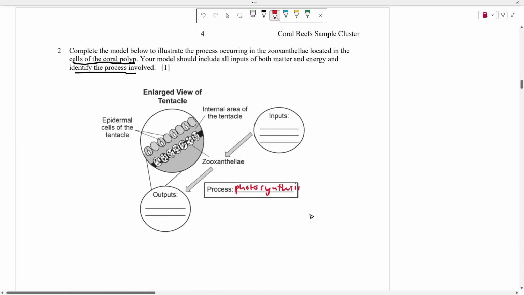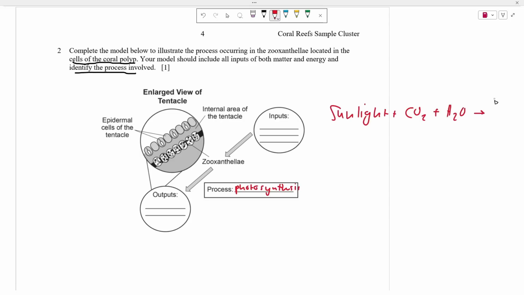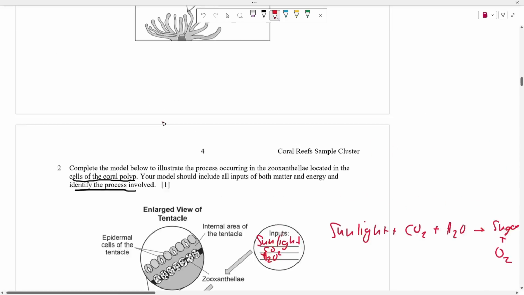We just have to figure out the inputs of photosynthesis. Well, what has to enter photosynthesis, or what does photosynthesis require? Well, it requires sunlight plus CO2 plus H2O, or water, and it produces sugar plus O2. So our inputs then have to be sunlight, carbon dioxide, or CO2, and H2O, or water. And our outputs have to be sugar and O2, or oxygen. Again, please read the questions very carefully.